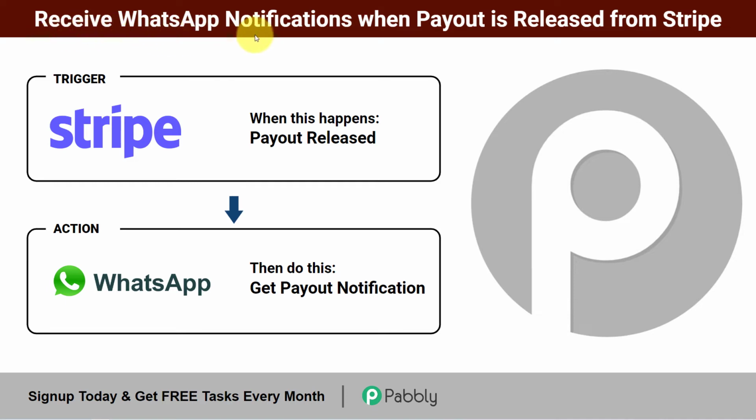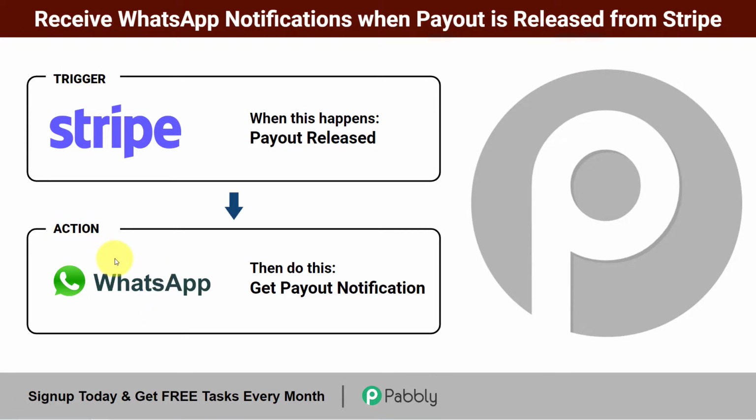How to receive WhatsApp notifications when payout is released from Stripe. So the idea here is whenever the payout is released from Stripe payment gateway to your bank account, you can automatically and instantly get the payout notifications directly on your WhatsApp number. And to do this process, I just need to connect Stripe and WhatsApp together with the help of an automation and integration software. And in my automation, Stripe will be my trigger application and WhatsApp will be my action application.